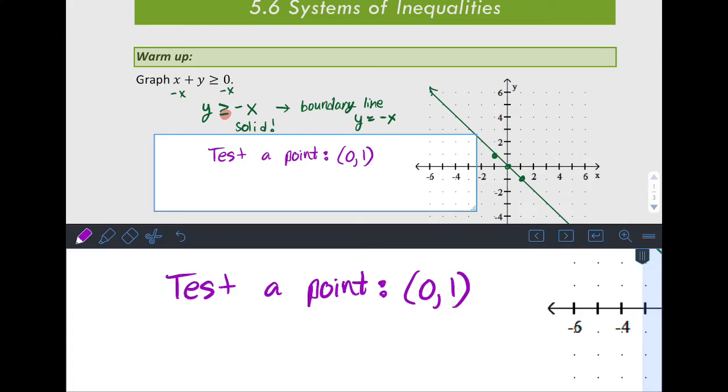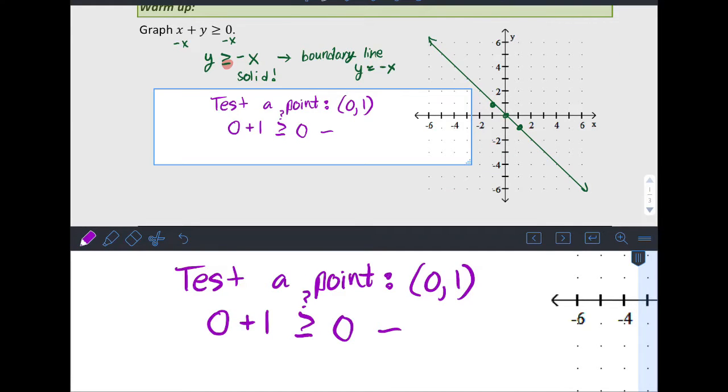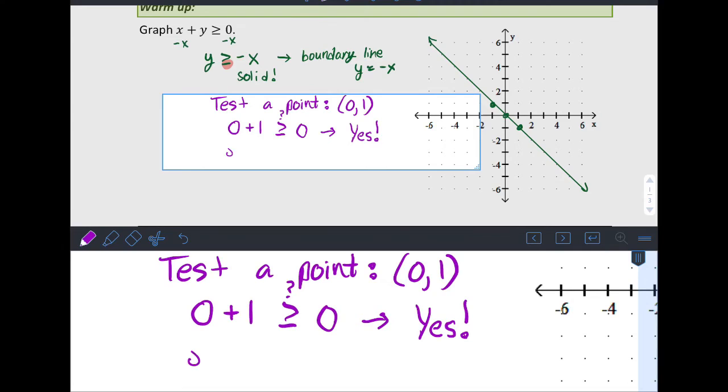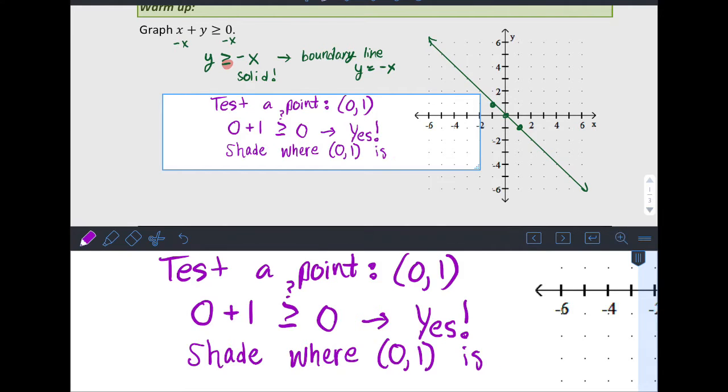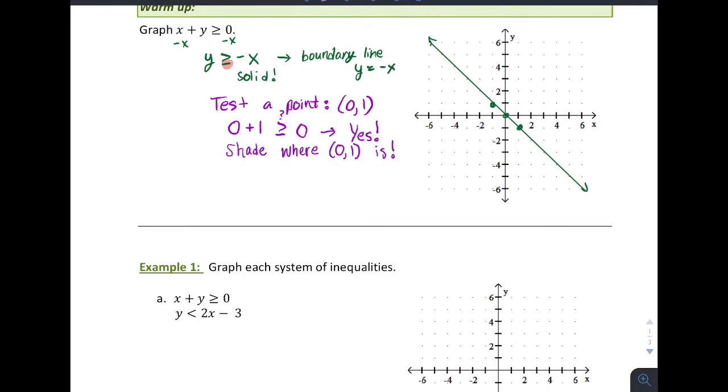So if I try that in my original, I'll have 0 plus 1 is greater than or equal to 0, yes or no? Yes, it is. So 0, 1 does work. That means I'm going to shade the half of the coordinate plane where 0, 1 is, the part that's above my line. So I'll go over and shade it. Anything in that region of my coordinate plane is a point that satisfies my original inequality. So that's how inequalities go.